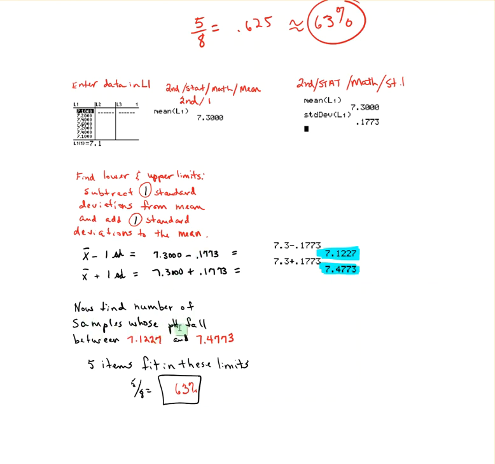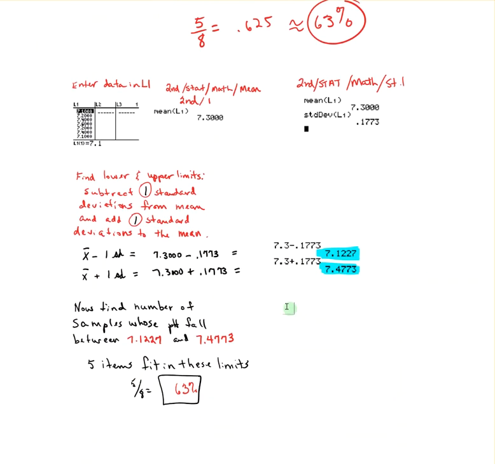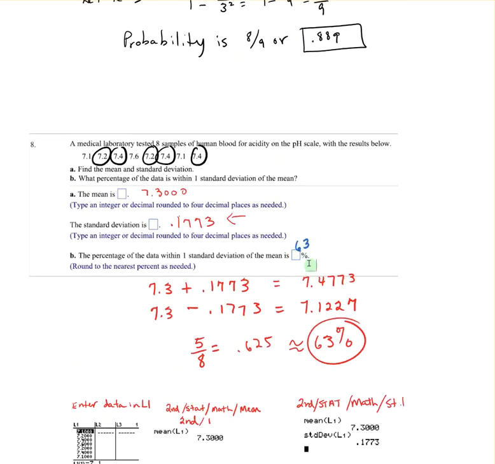Now to find the number of samples whose pH falls between those, find the 5 items that fit in this area. So if we go back to our data, 7.1 does not fit in there because it's below this one, but 7.2 does, 7.4, there's another 7.2, another 7.4, and another 7.4. So there's 5 items that fall within those limits, and there were 8 total, so 5 out of 8 is 63%, and that is the answer for this part. So I think that will finish up 9.2 for us.